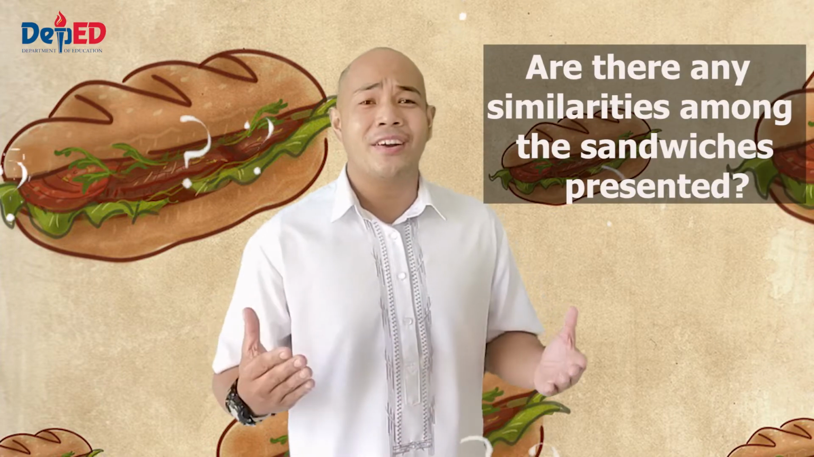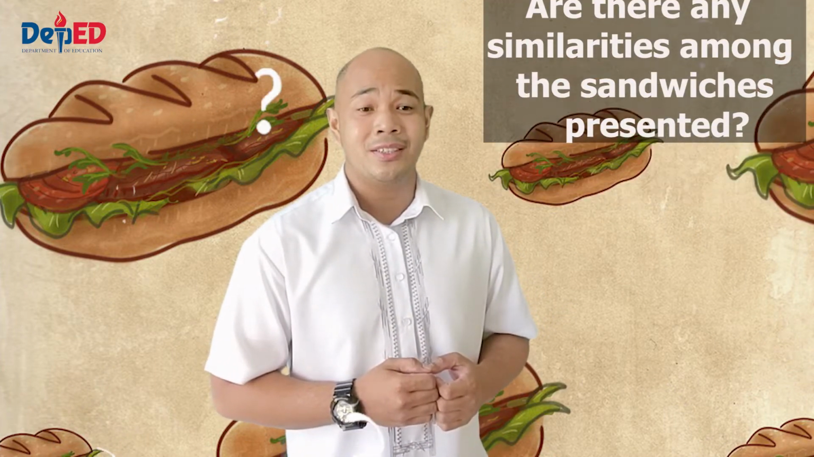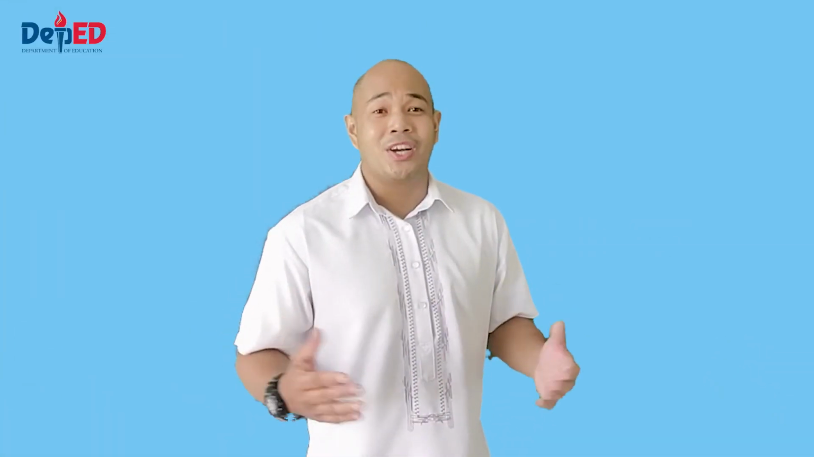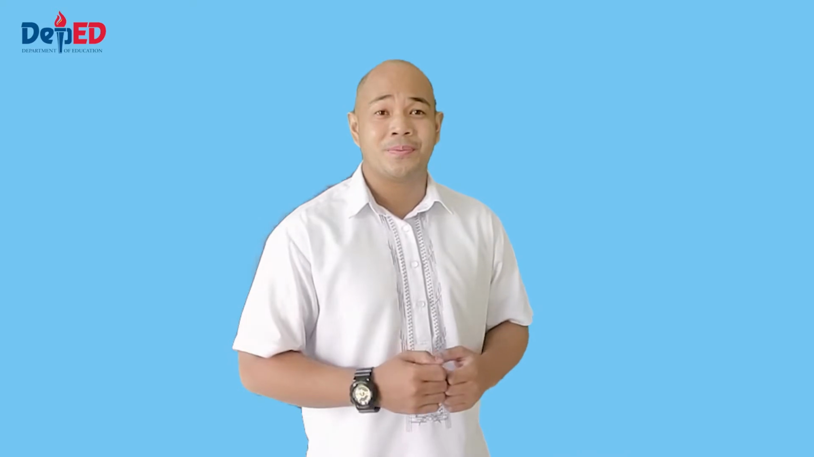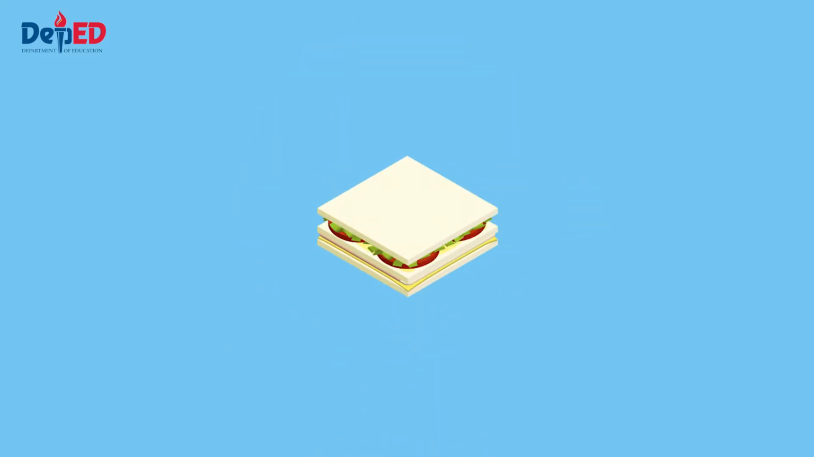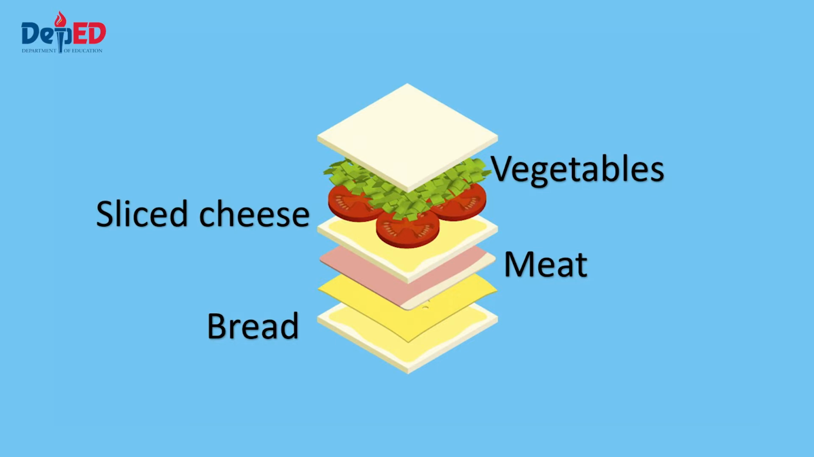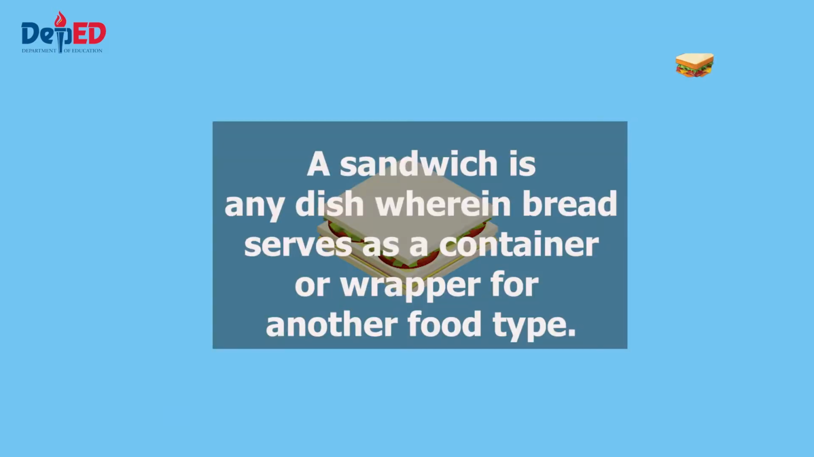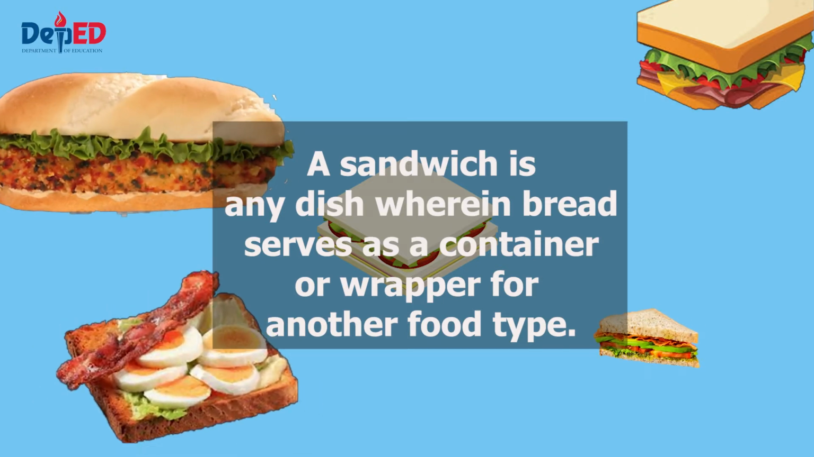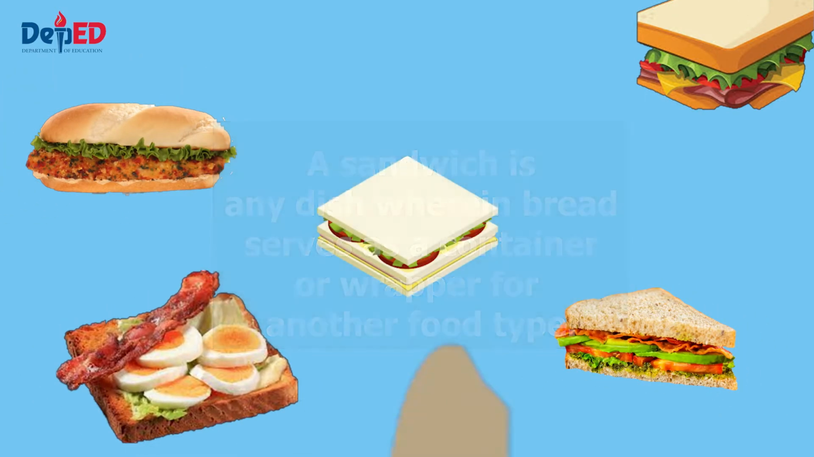I guess you are all familiar with some of the sandwiches shown. But the question is, are there any similarities among the sandwiches presented? Or do they have differences? Let's find out. Before we discuss the classifications of sandwiches, let me tell you first what a sandwich is. A sandwich is a food typically consisting of vegetables, sliced cheese or meat, placed on or between slices of bread, or more generally, any dish wherein bread serves as a container or wrapper for another food type.